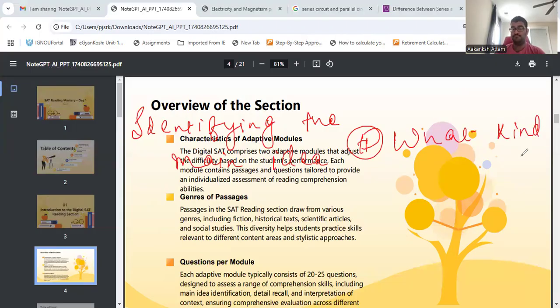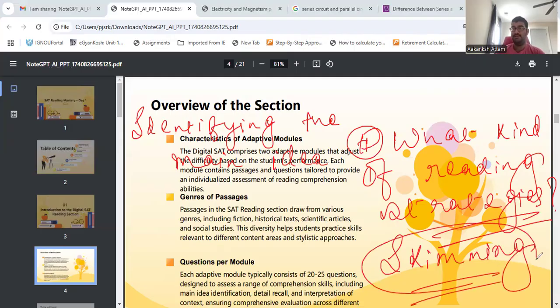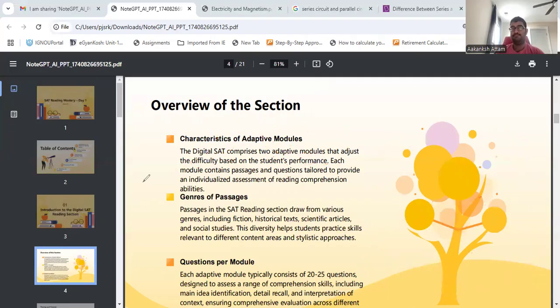Do you know what reading strategies are? Like skimming through. Very good. Skimming means reading quickly, trying to find out exactly what we are trying to identify, the main idea. Whenever you encounter questions related to identifying the main idea, you need to employ the skimming method. Next, we come to detail recall.